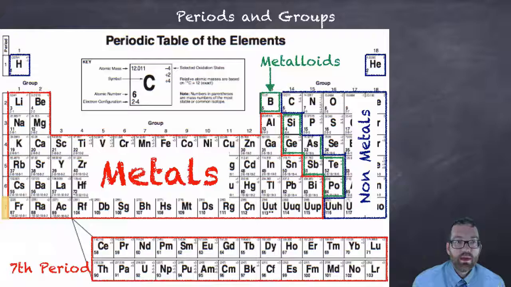And then we have the final 7th period. And again, we have a little cutout here on the bottom. We call this the actinide series along the bottom, which contains all the missing elements between 89 and 104.